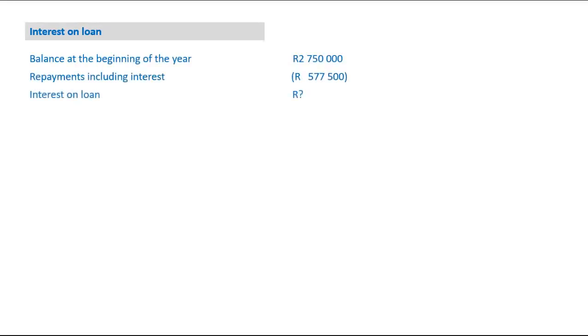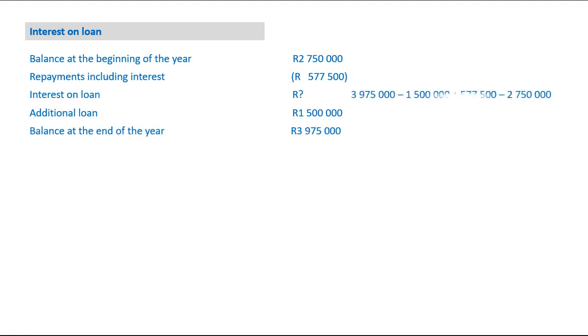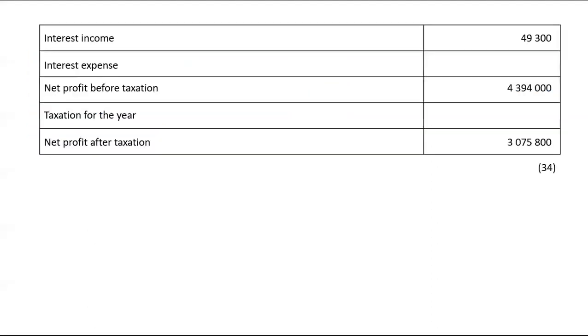So basically, this is all we have. We don't have interest on loan. We have everything else. You just have to work in reverse. And when you work in reverse, this is what you will have. You'll end up having interest on loan as 302,500. That 302,500, we are going to include it as interest on loan, which is right at the end of your statement of profit or loss, under interest expense.